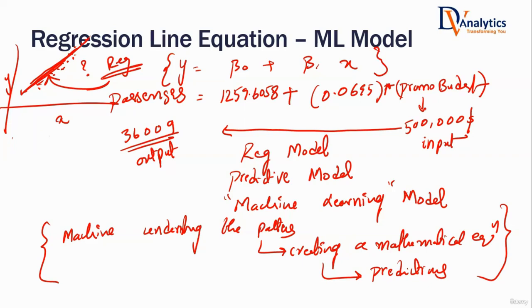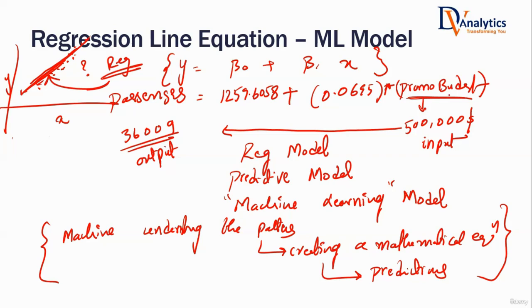What is this 36,009? What is this 36,000? Your client has asked you, right? If I'm spending a promotional budget of 5 lakhs, what did the client ask you? Tell me, in our last meeting, what happened with the client? Try to recollect it. He asked, and we told him that passengers are related to the promotional budget.